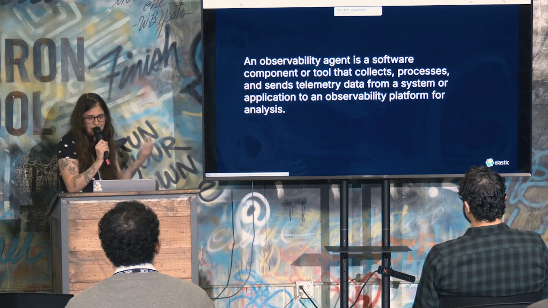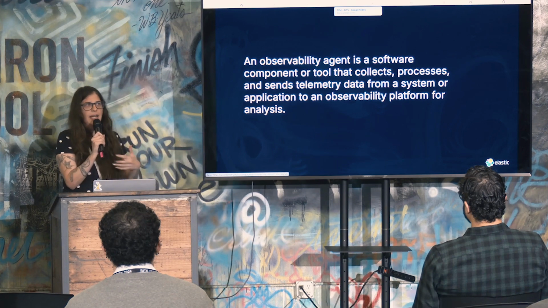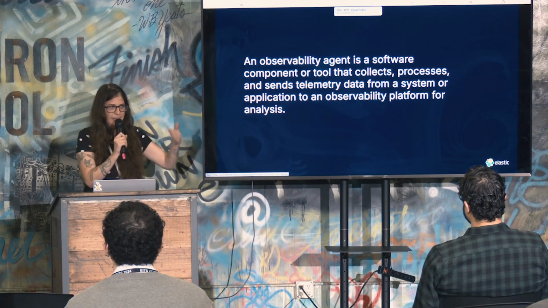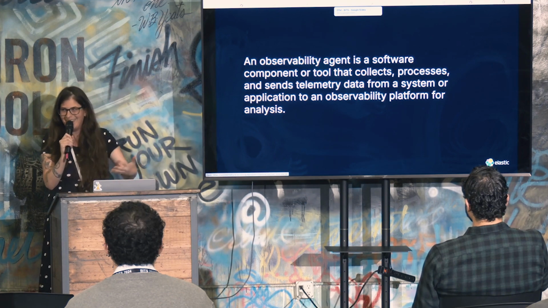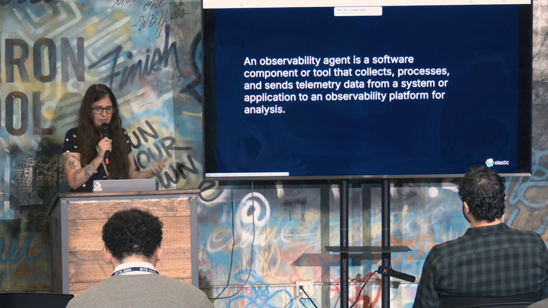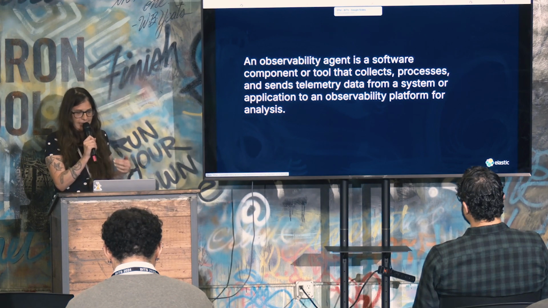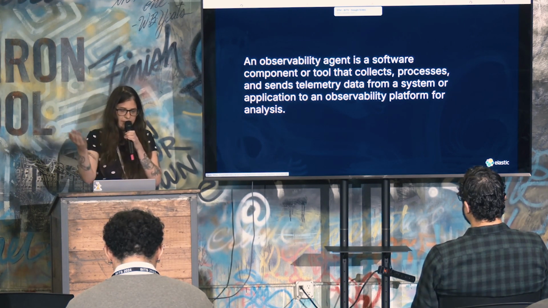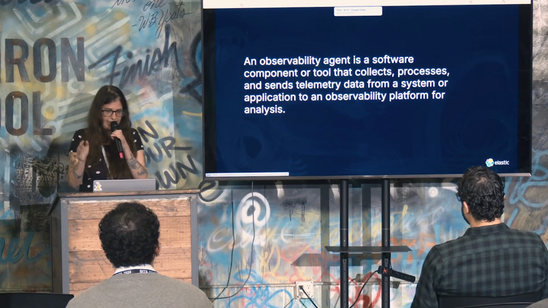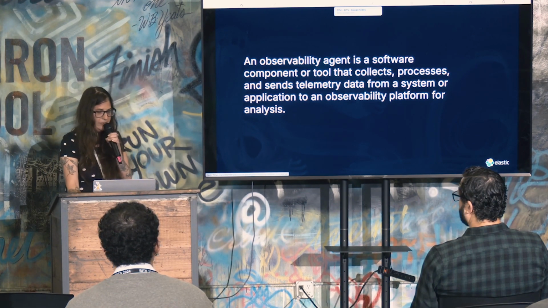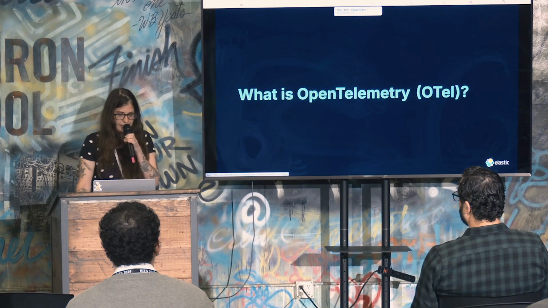So an observability agent is something that I heard talked about all the time, and I was like, wait, what? And I had been using observability agents, but didn't know what it was. So an observability agent is a software component or a tool that collects, processes, and sends telemetry data. And telemetry data is really just metrics, logs, and traces, and we'll talk about that in a second, coming from a system or application to an observability platform for analysis.